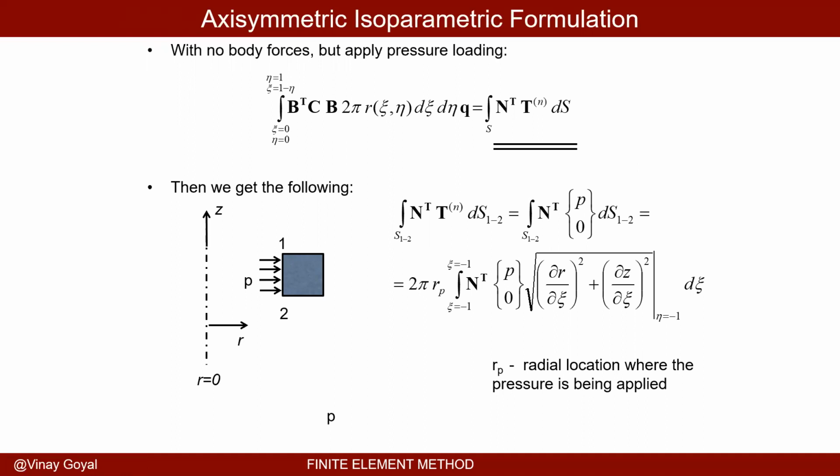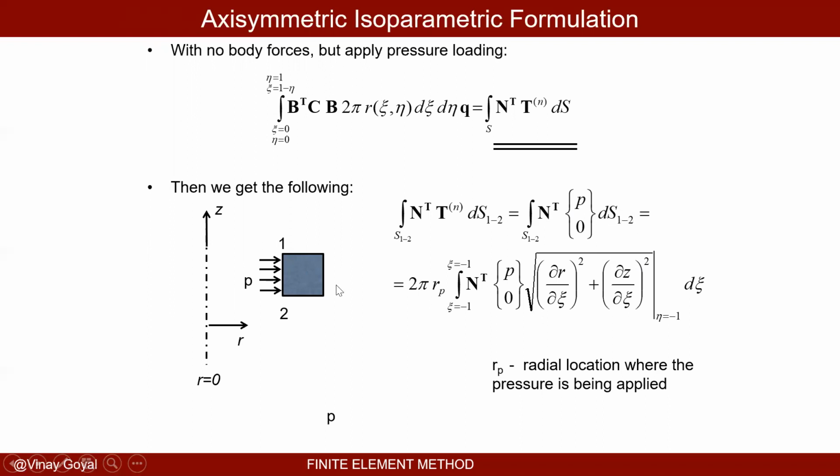Let's look at how we could apply these forces to an element. So with no body forces, we need to figure out how to apply this pressure applied to this edge 1, 2, for example. So that integral has to be calculated along this edge 1, 2. And the pressure is acting in the radial direction, so that's why you see a P here. No traction is applied on this surface in the Z direction, so that's 0. And I have to figure out how to calculate this ds1.